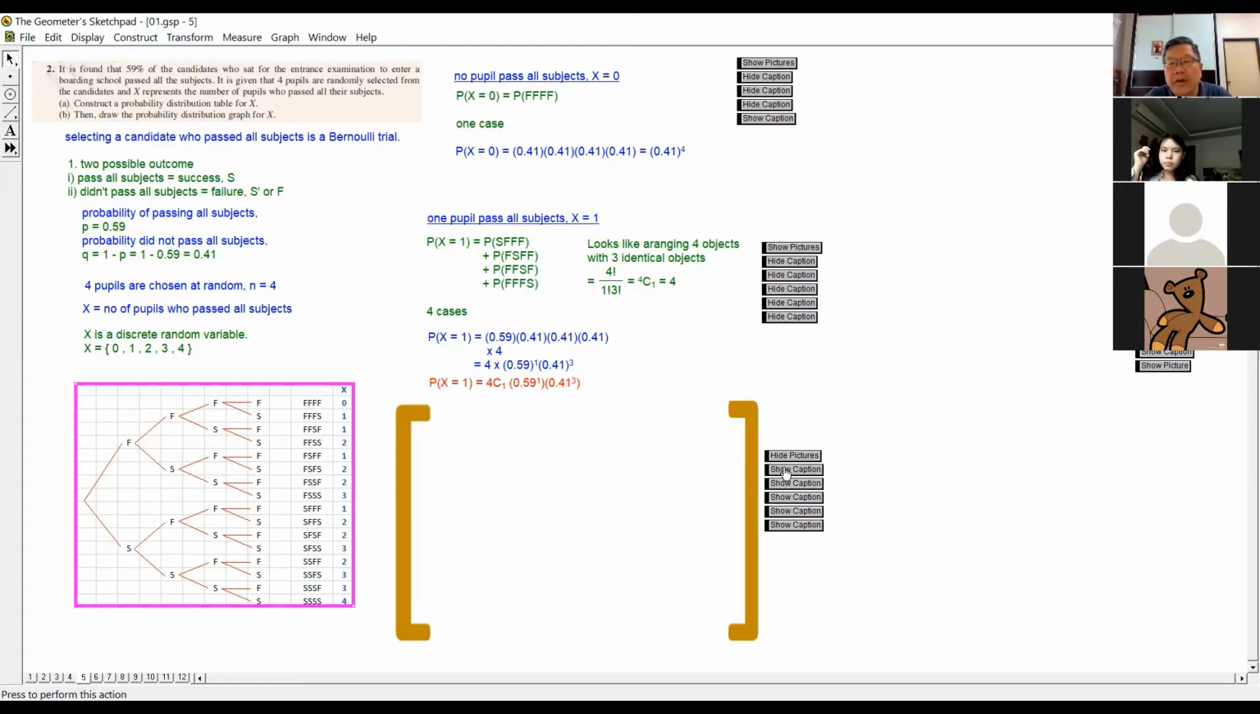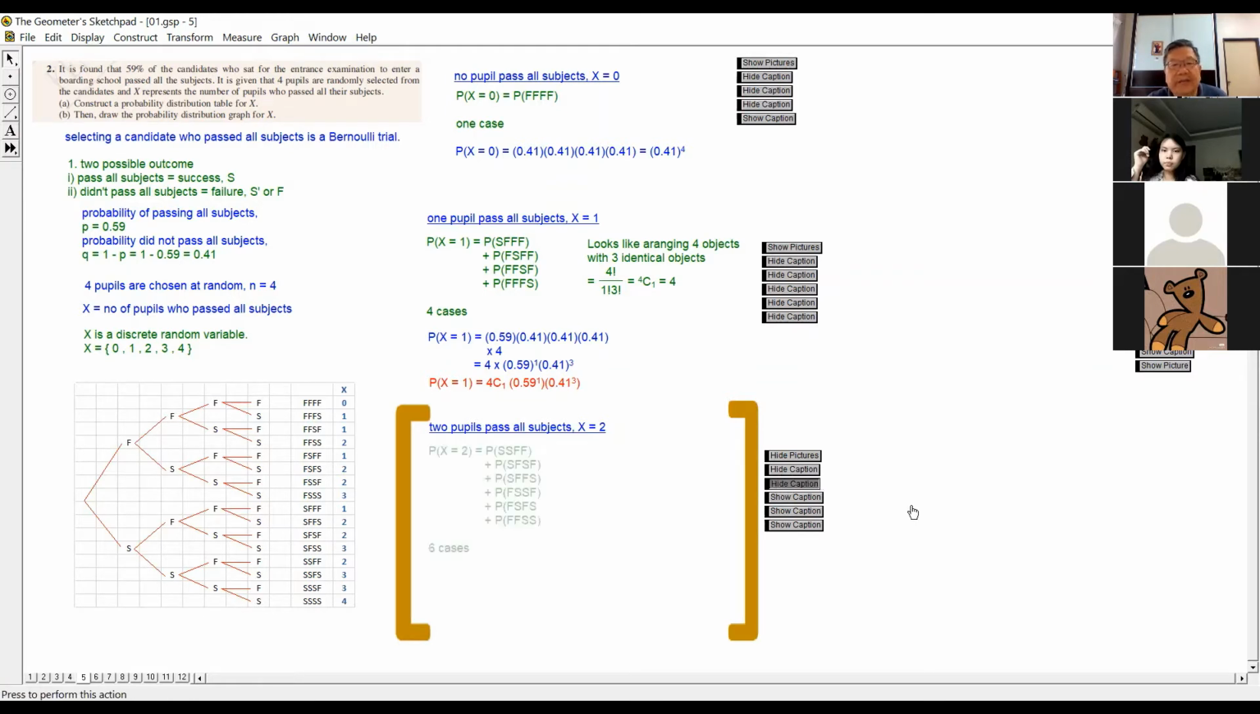So we are going to look at the next part. Now we want the probability of 2 pupils passing all the subjects. We have altogether 4 pupils, so n equals 4. We want 2 of them to pass all the subjects. That means the other 2 must be failures, they didn't pass all the subjects. So 2 and 2. How to count the probability?